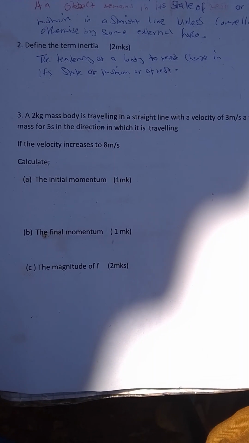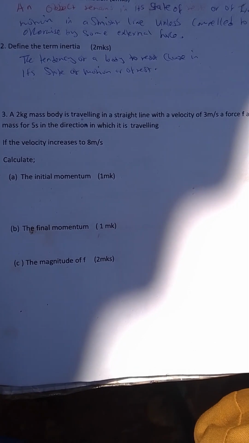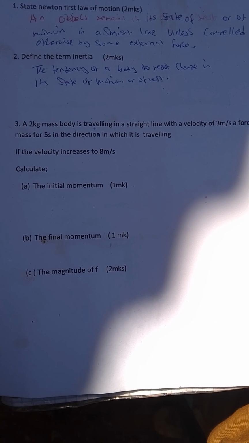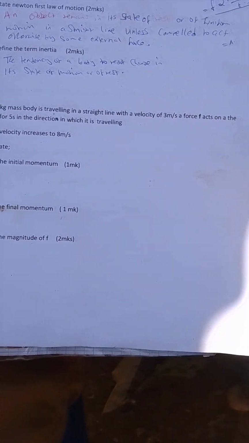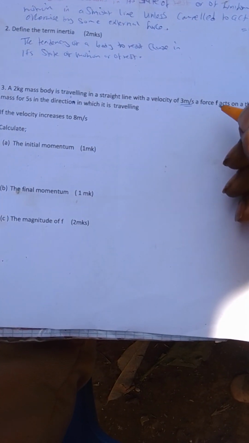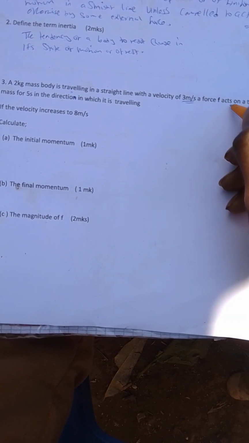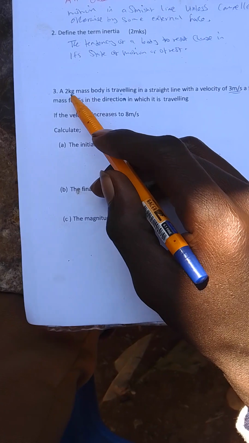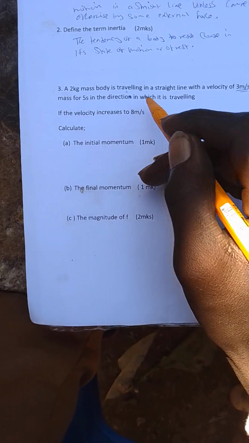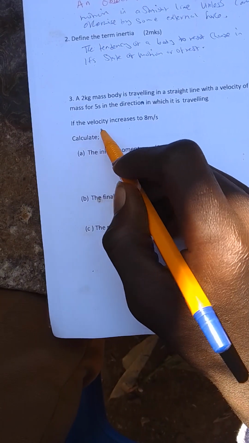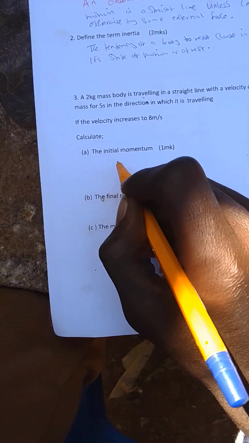Now, we have the other question, question number 3. You are told a 2 kilogram mass body is traveling in a straight line with a velocity of 3 meters per second. A force F acts on the mass for 5 seconds in the direction in which it is traveling. So the question is, if the velocity increases to 8 meters per second, calculate the initial momentum.